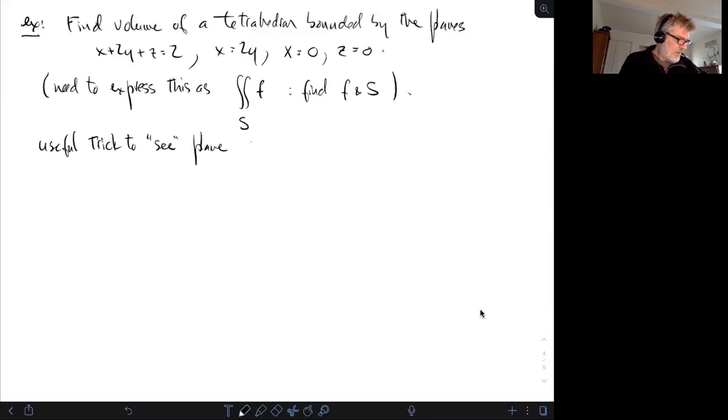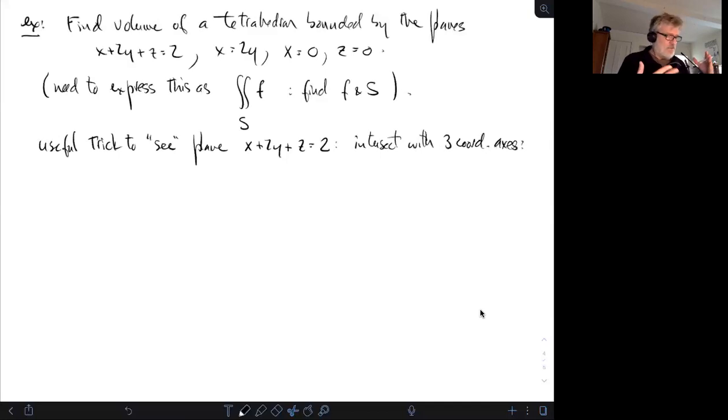So I want to see the plane x plus 2y plus z equals 2, okay? This thing is not vertical or horizontal or anything, so it's going to cut the 3 coordinate axes somewhere. So I can draw this triangle and actually visualize the plane. So, intersect with the 3 coordinate axes.